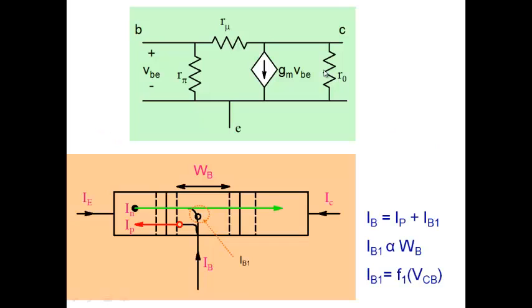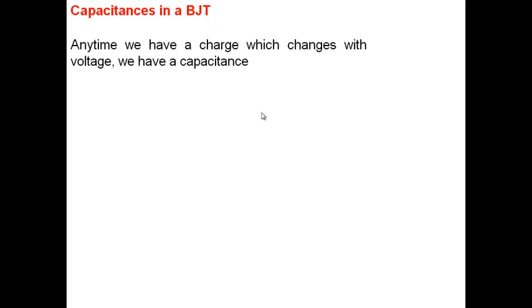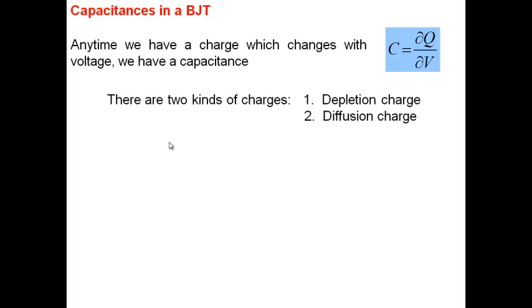The other thing that we need to add now is capacitances to my model, and thereby we'll get a high frequency model. Okay, so let's look at the capacitances. While talking about capacitances, keep in mind that anytime we have a charge which changes with voltage, we have a capacitance, right? So we have C equal to del Q by del V. There are two kinds of charges in a semiconductor. One is a depletion charge, which comes about due to ionized donor and acceptor atoms, and a diffusion charge, which comes about because of excess electrons and holes.